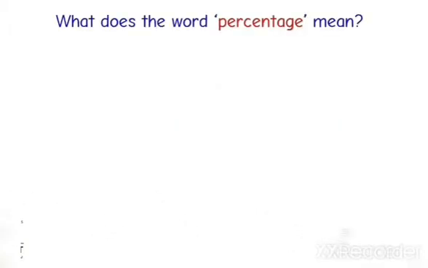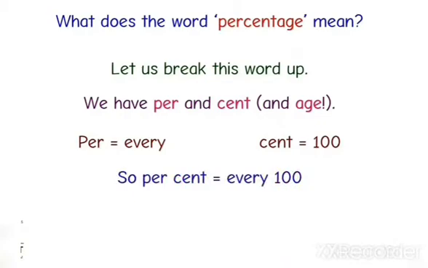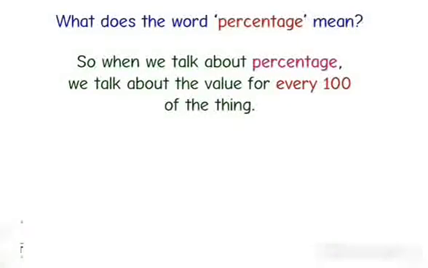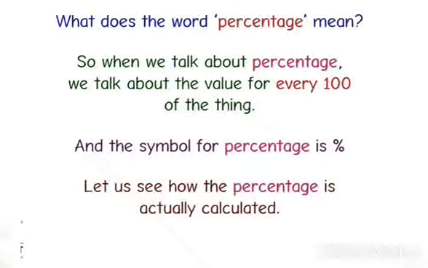What does the word percentage mean? Let us break this word up. We have per, cent and age. Per is equal to every, cent is equal to 100. So percent is equal to every 100. Percentage is equal to for every 100. So when we talk about percentage, we talk about the value for every 100 of the thing. Let us see how the percentage is actually calculated.